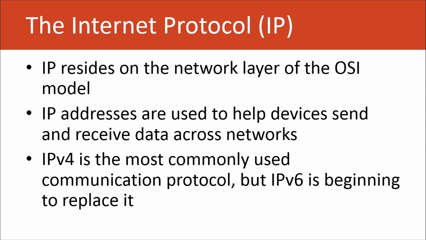The Internet Protocol resides on the network layer. Recall that from our detailing of the OSI model. IP addresses are used to help devices send and receive data across networks. Remember that they are very much like our mailing addresses. So if you mail something to your mom, or to a friend, it's the same way computers communicate. They use addresses in order to make sure that information goes to its intended destination. IPv4 currently is the most commonly used communication protocol, but IPv6 is starting to replace it, and it's already being used more widely everywhere.